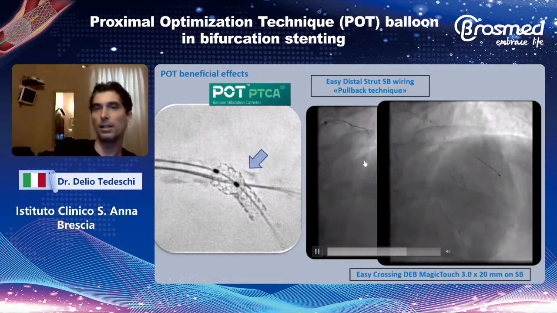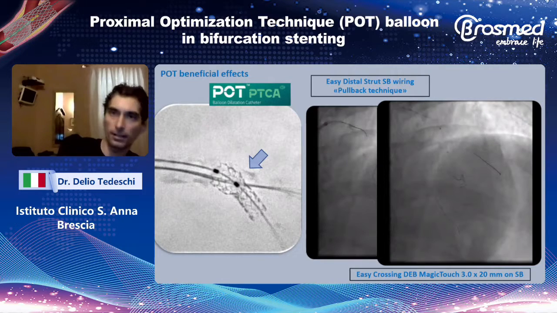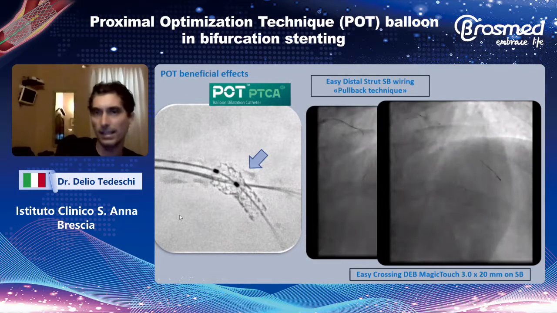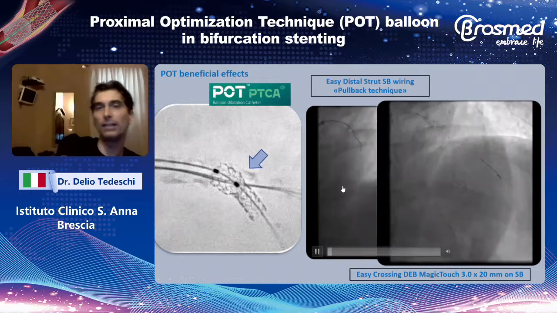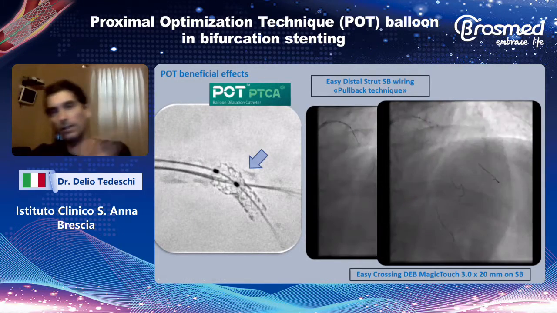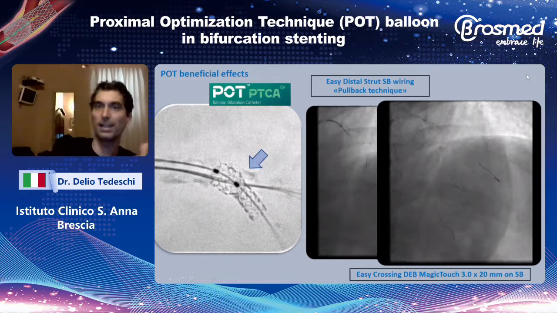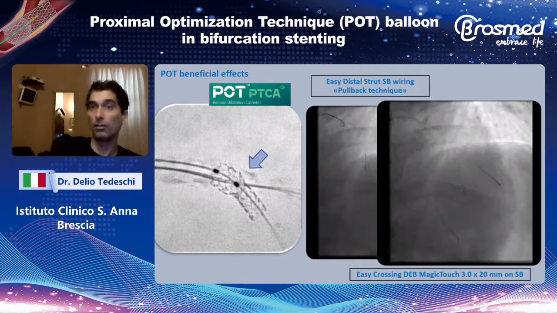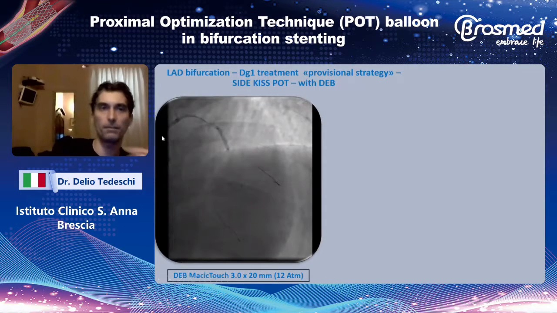I did this intentionally to evaluate how correct my procedure and my opening were. And you know that drug-eluting balloons are not the best in class in terms of crossability, but we can see here that the drug-eluting balloon crossed very easily in this distal strut because the technique was correct, the post-dilation was correct, and the opening of the distal strut was correct. So this, I think, is very instructive. After that, I performed my treatment with the drug-eluting balloon at the level of the diagonal.